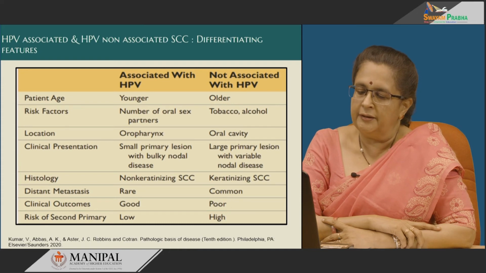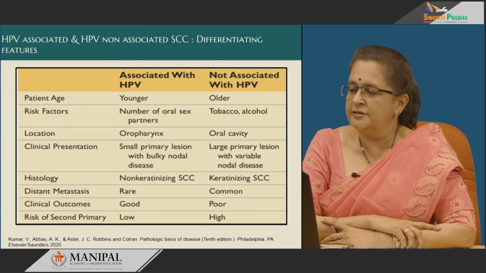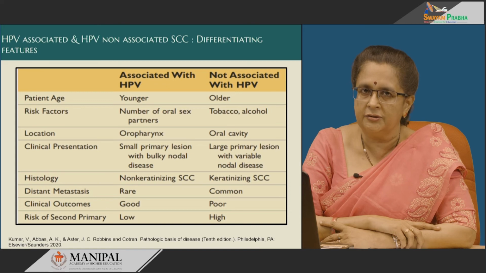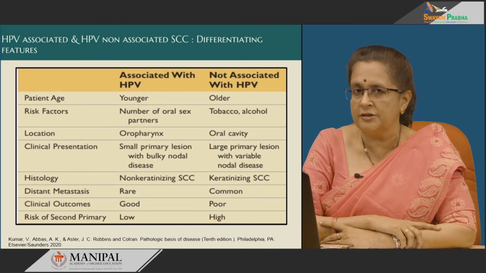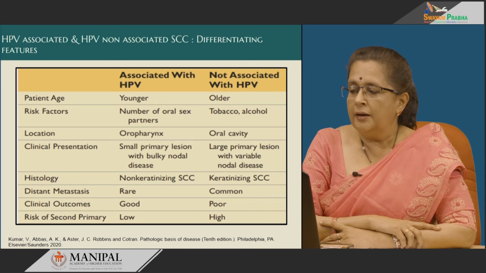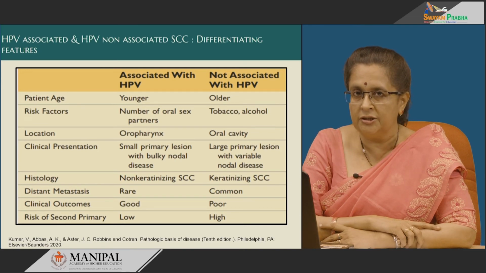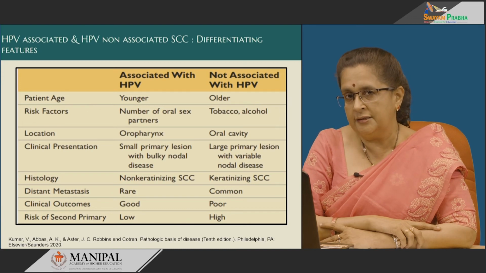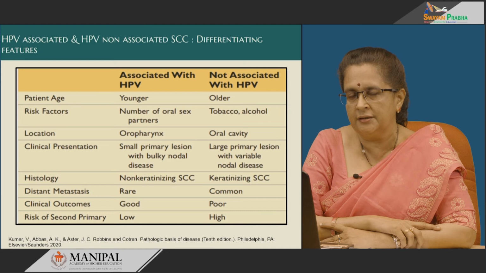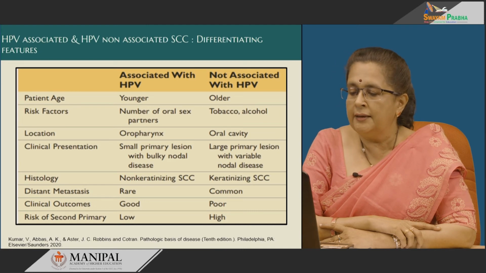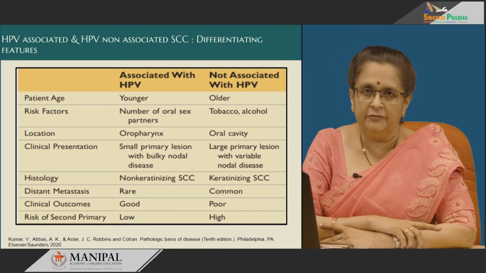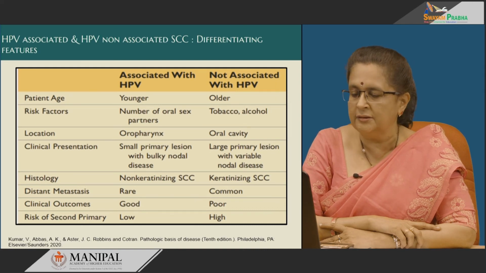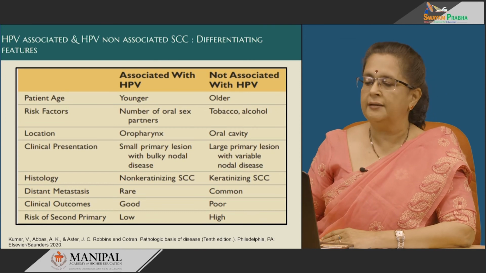Risk of second primary is low, whereas in those which are not associated with HPV, but associated with other risk factors, most important being tobacco and alcohol, the location is usually in the oral cavity with a large primary lesion. Metastasis is common, the histology shows keratinization with varying degree of differentiation and sometimes even variants. Clinical outcome is not as good as the HPV associated squamous cell carcinoma, and because of field cancerization, risk of second primary is definitely there.